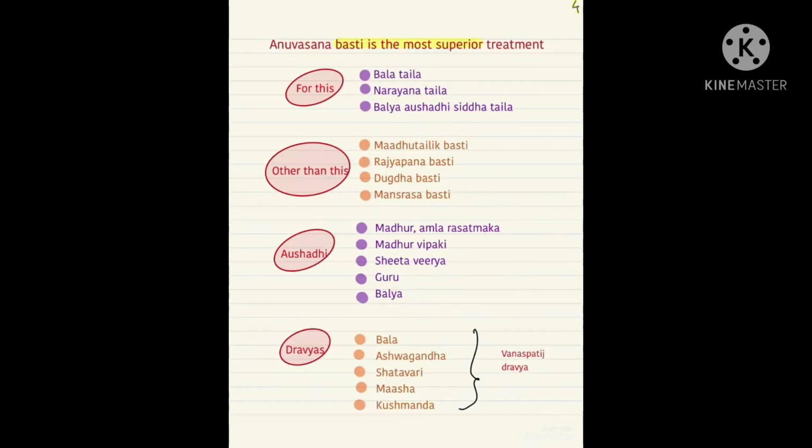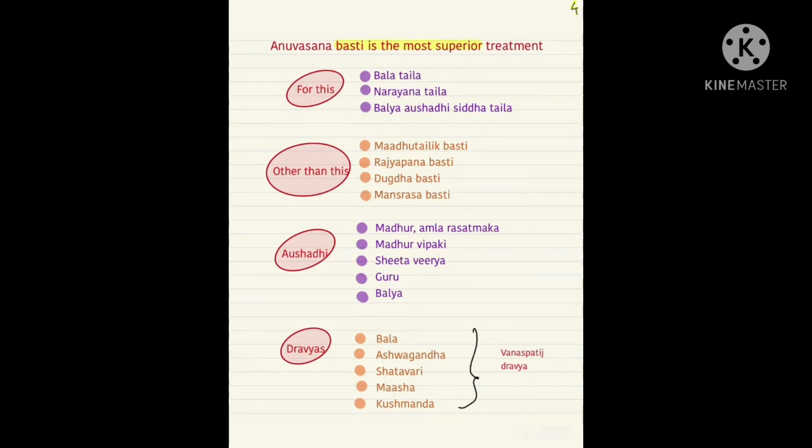Alright, so Snehan is a recommended line of treatment for this type of Vatavyadhi, the Dhatukshayajanya Vatavyadhi, but Anuvasan Basti is the most superior treatment for this. So Anuvasan Basti is a Snehik Basti, right? So Snehan is recommended treatment, so naturally Anuvasan Basti is the best one for this treatment. And for the Anuvasan Basti, the Sneha or the Taila that has to be used, they are Bala Taila, Narayan Taila, or any Balya Aushadhi Siddha Taila can be used. Sneha is to be used, Anuvasan Basti is there, so Sneha use has to be there. So what kind of Sneha? Bala Taila, Narayan Taila and Balya Aushadhi Siddha Taila can be used.